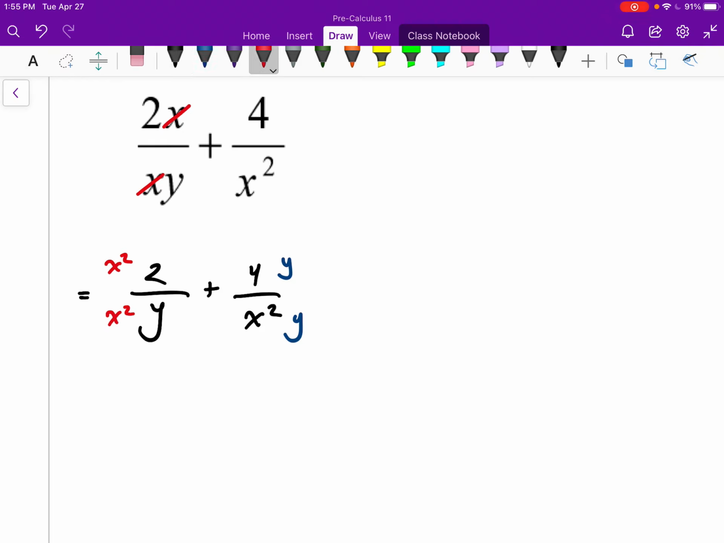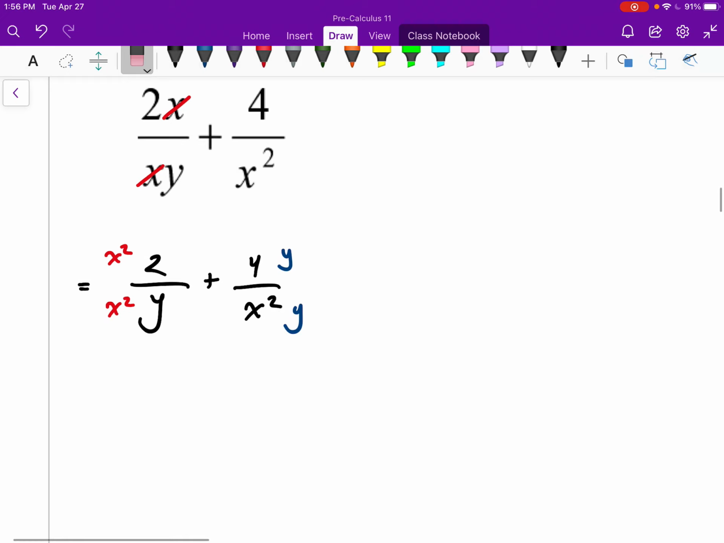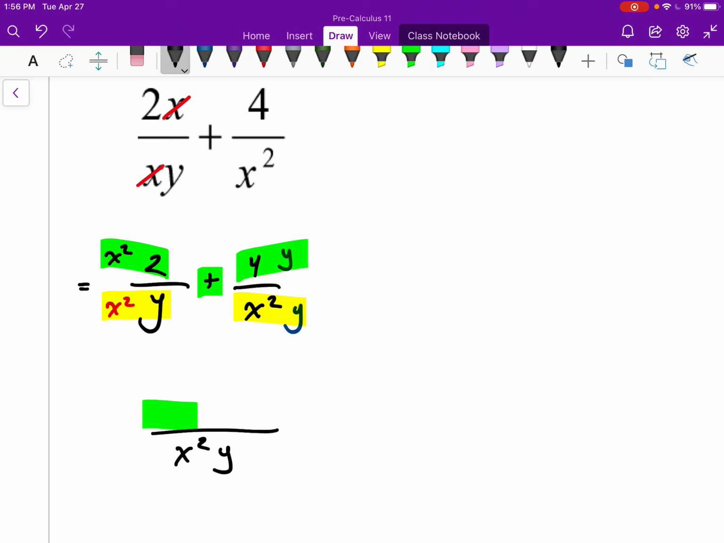If it seems strange, it's really no different than if I have 1/5 plus 1/7. If I want to find a common denominator, in the end I'll make them both 35. In doing that, I'm multiplying this side by 7 and this side by 5 to get to that 35. I know it may feel different, but it's fundamentally the same idea. So now I have a common denominator of x squared times y. In my numerator, what do I have? I have 2x squared plus 4y.